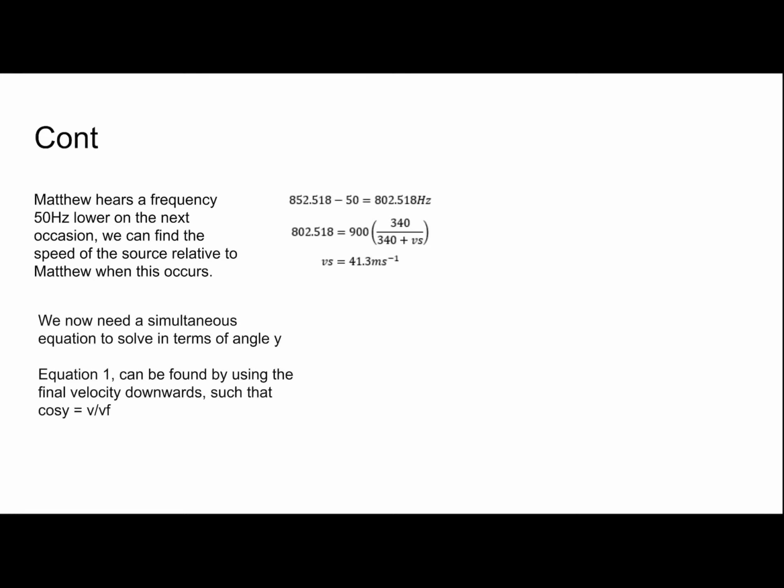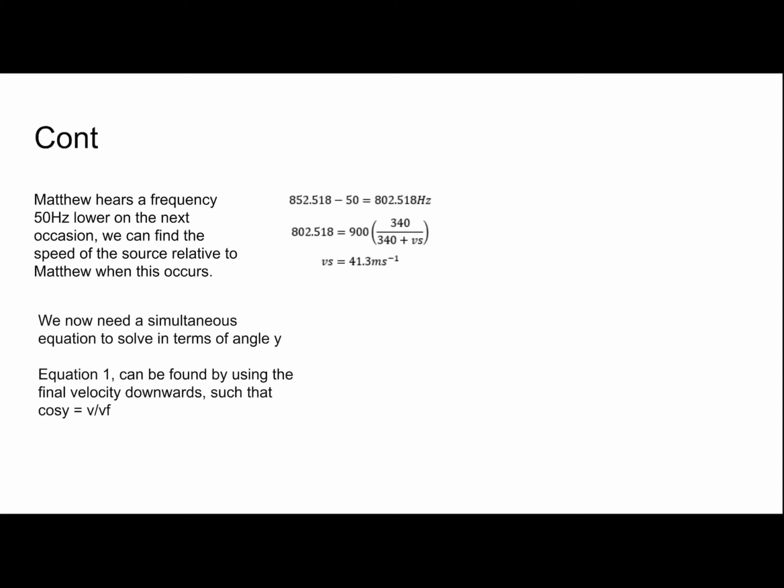Alright, so some people might be tempted now just to use our kinematic equations to find our distance. However, one thing we cannot forget is that this is the component of velocity that's relative to Matthew. It's not the vertical component downwards, okay? This is the component of velocity that is in that diagonal direction, and that is the direction that the waves are traveling to Matthew. So that's a very key difference. So this Vs 41.3 meters per second is not our final Vs downwards. We still have more work to do.